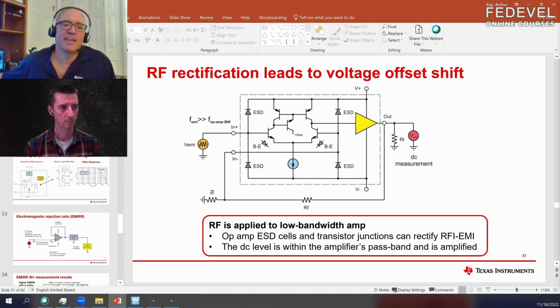But in fact, what really happens is this RF signal gets into the amplifier and it's rectified by the diodes and internal junctions of the input transistors. It's converted from an RF signal to a DC signal. It causes the input offset voltage of the amplifier to shift, which will cause the output signal to shift by a small amount, which could introduce a DC error or distortion.